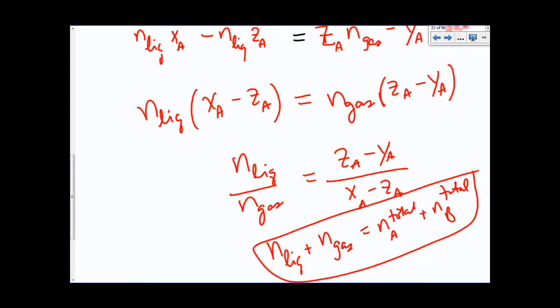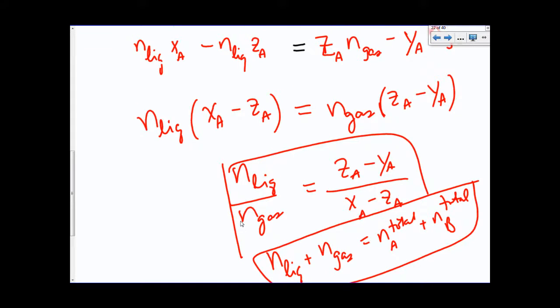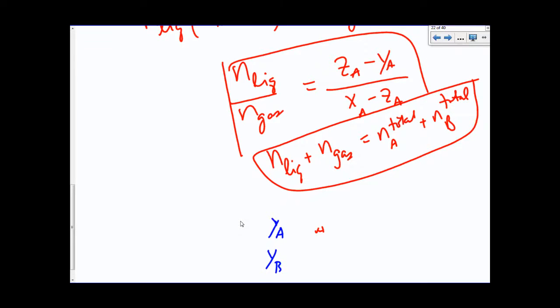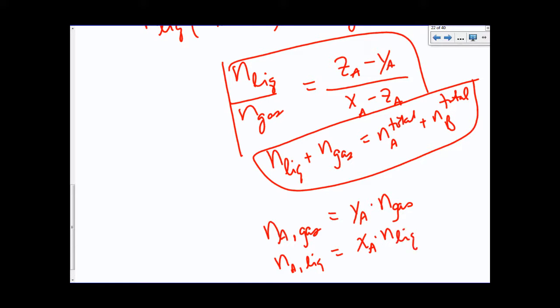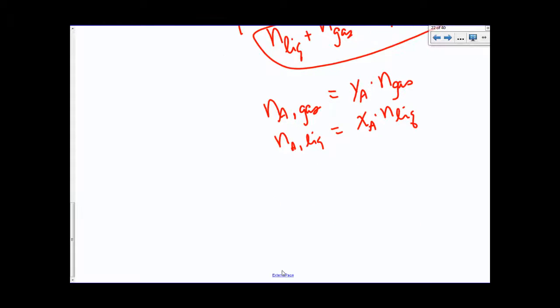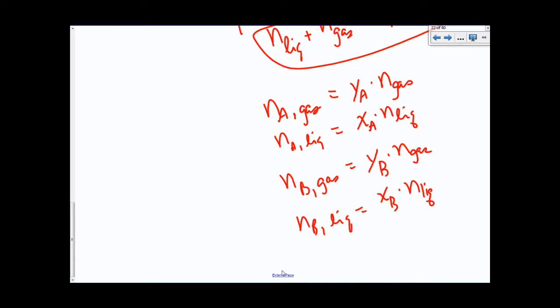Then you'd be able to actually determine how many moles you have in the gas and how many moles you have in the liquid, and then using the mole fractions, moles of A in the gas would be Y sub A times N gas, and moles of A in the liquid would be X sub A times N liquid. The same thing for B: moles of B in the gas would be mole fraction of B in the gas times N gas, and moles of B in the liquid would be mole fraction of B in the liquid times total moles of liquid. So you get all the information you need.